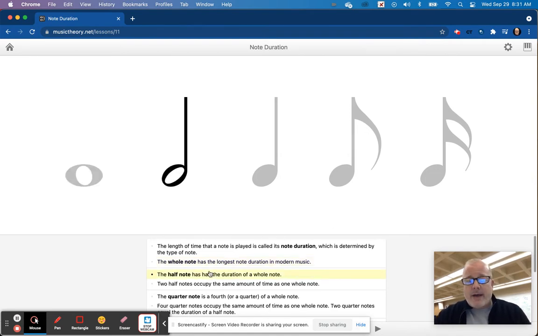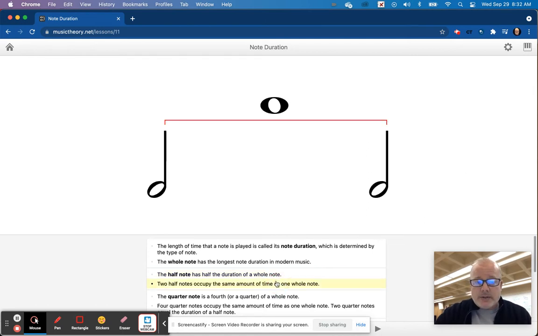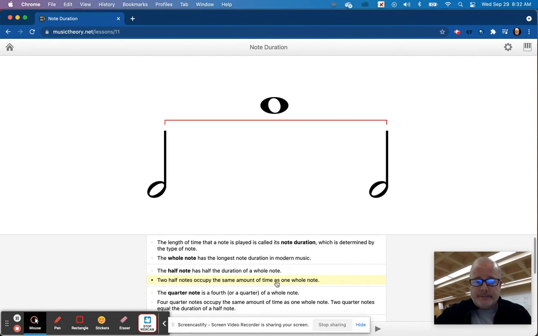The next note is our half note. You notice the difference between the whole note and the half note, right? The half note has the stem, and that's what's going to differentiate it from the whole note. It is half the value of the whole note, so it would be typically and traditionally 2 beats. So this is what it visually looks like when you put it all together.